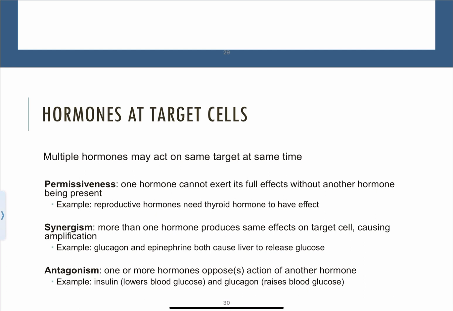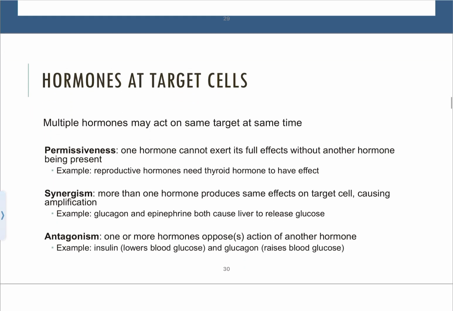Okay, the last thing I want to talk about before you actually get into the hormones is that a lot of times we have more than one hormone acting on the same target at the same time. Anytime we have multiple hormones acting at the same target, we have a couple of different things that can happen. One is permissiveness. That's where one hormone cannot exert its full effect without another hormone being bound and present. A good example of this is that a lot of our reproductive hormones need our thyroid hormone in order to have that permissive effect. If we lack our thyroid hormone, we end up with delays in development.